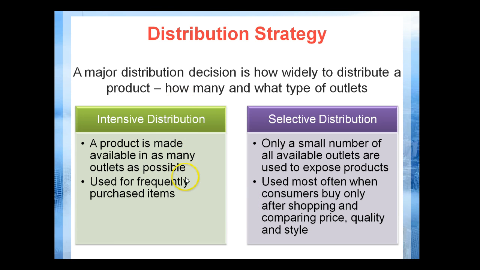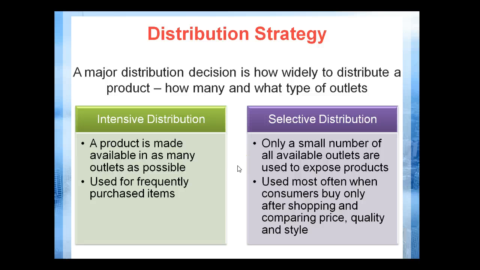So using those kinds of strategies really depends on your product and how you want to get it out and the ease of distribution. A major distribution decision is how widely to distribute a product, how many and what type. This is critical because when you have a new product, the question is how many products do you want to send out and what type of outlets you're going to use? And part of your research is going to be finding out the most efficient way to get the products out to your clients.